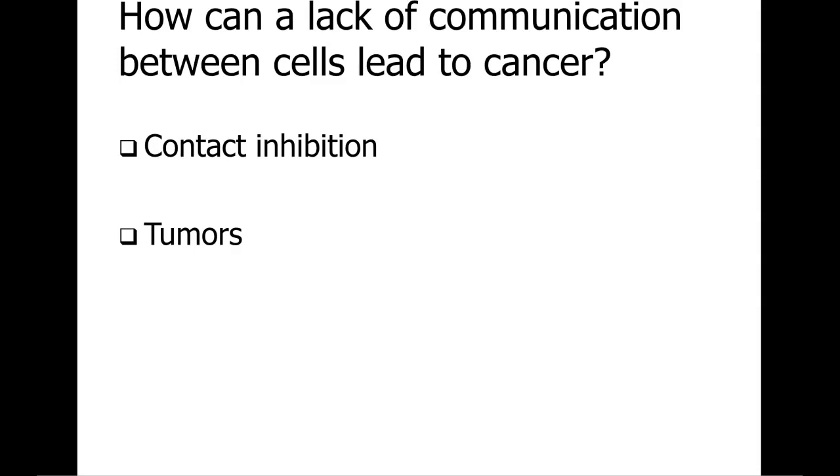However, cells that are cancerous that start to grow out of control do not have this contact inhibition, so they'll continue to grow. And they start to pack those cells tightly together and they form a mass, and that mass is referred to as a tumor.